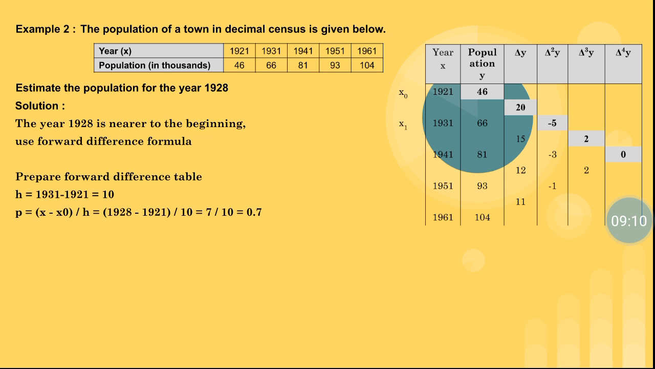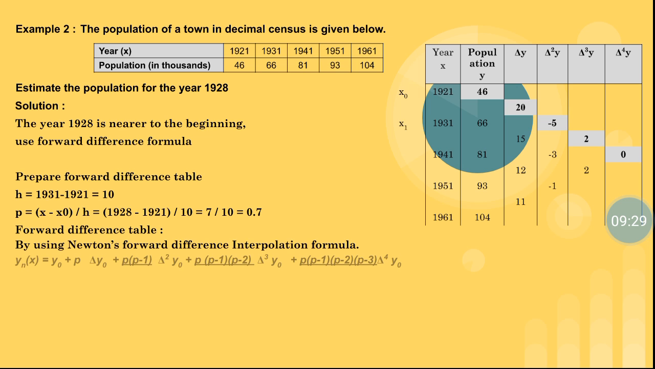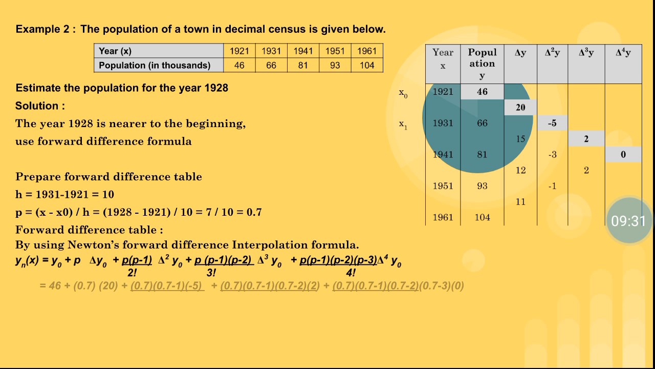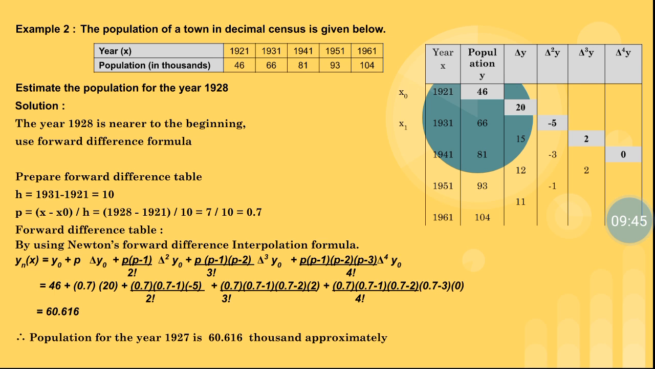p is x minus x0 upon h. x is given to us in the question, that is, find the population for the year 1928. So 1928 is your x value. x0 is 1921, upon h, which is 10, that is 0.7. By Newton's forward interpolation formula, here we have up to del 4, so we write the formula up to del 4. Substituting the values, we arrive at the answer 60.616. Hence, it is approximately 60.616.